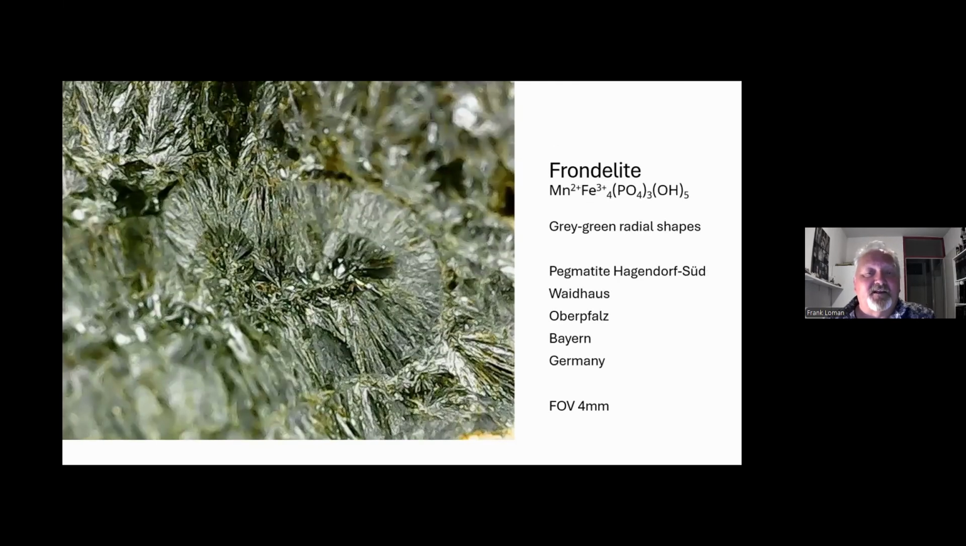This is a manganese iron phosphate, which forms radial-shaped aggregates, which are gray-greenish, and it comes from the former pegmatite in the Hagendorf South in Bavaria, Germany. Also doesn't exist anymore.